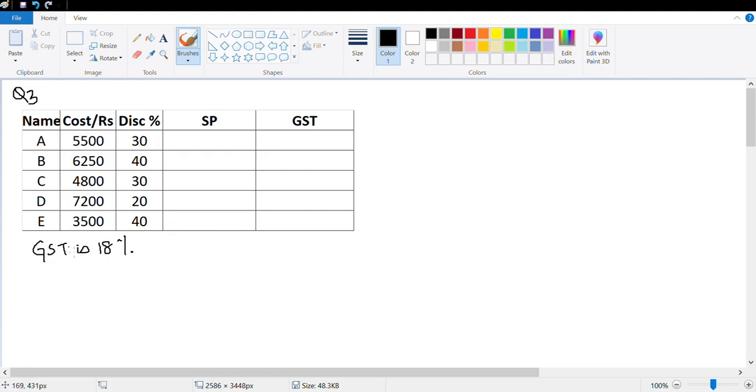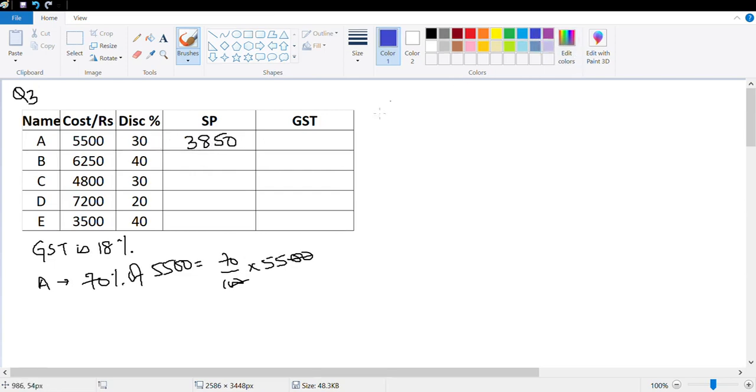So GST will be received by the mechanic and then he will have to pay the GST to the government because it's not the money that he's making, he's collecting GST on behalf of the government. So let's look at it. 5,500 and the discount is 30%. So if it's a 30% discount, then how much is he paying? Well, for A, he's paying 70% of 5,500, which is 70 upon 100 into 5,500, that's 35, 385, so that's 3850.